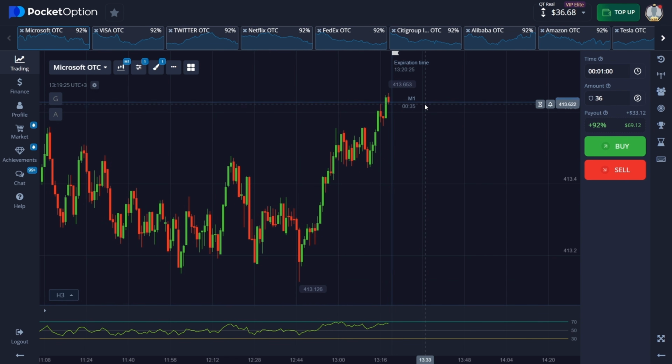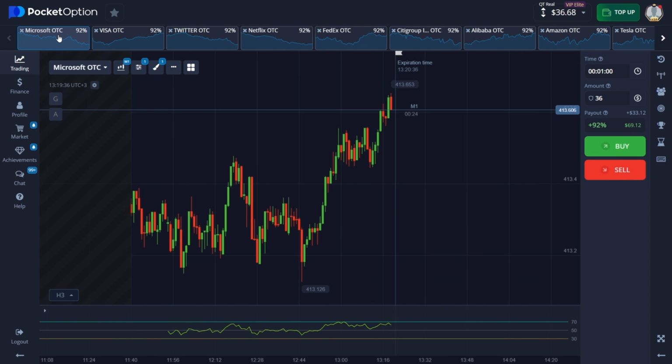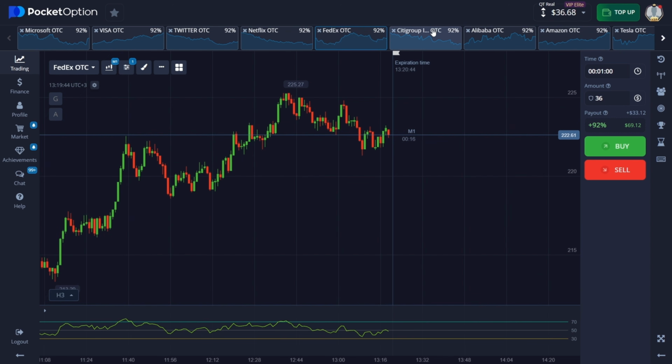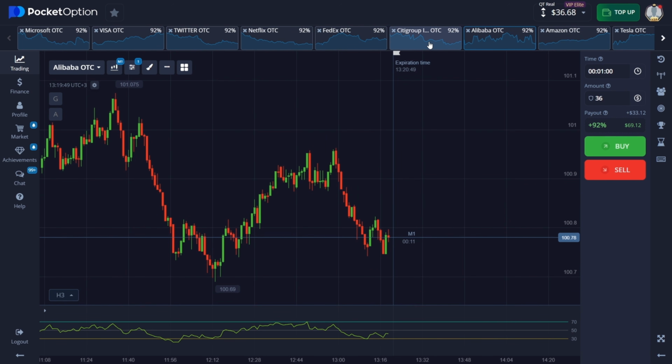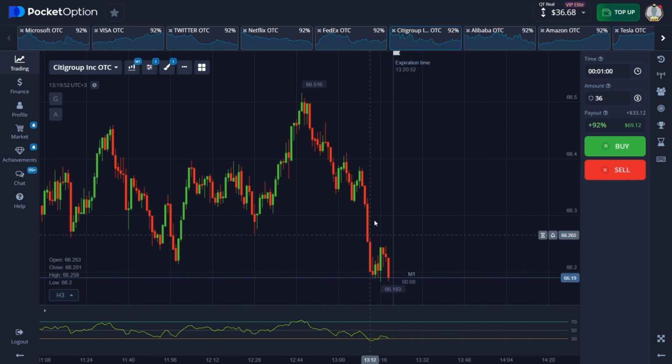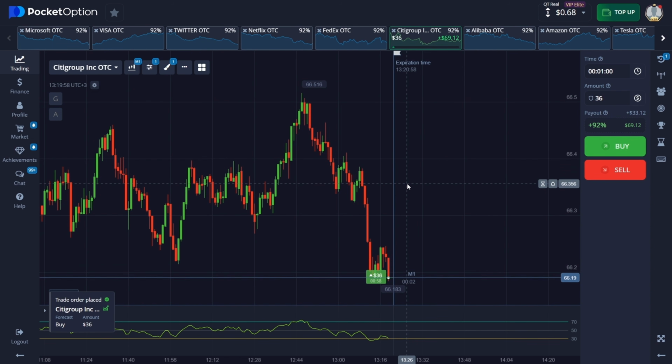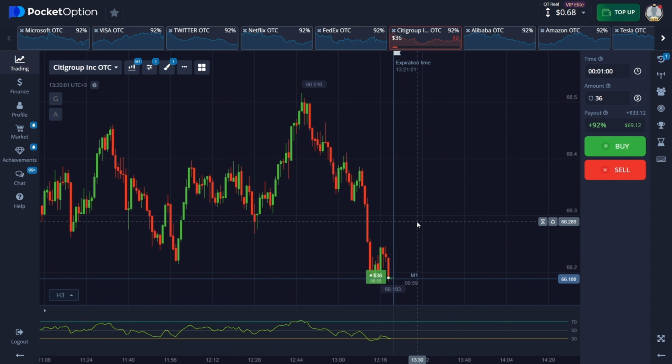Here we have a trade on Microsoft, but the candle is already below the RSI level of 70. Here we have a trade on Citigroup Inc OTC for an upside move. And I placed a trade for the upside move. As you can see, the previous candle broke the RSI level of 30. Then it came back, taking support from the level of 30. It goes up, then again comes back and closes near the level of 30. That's why I took this trade for the upside move.